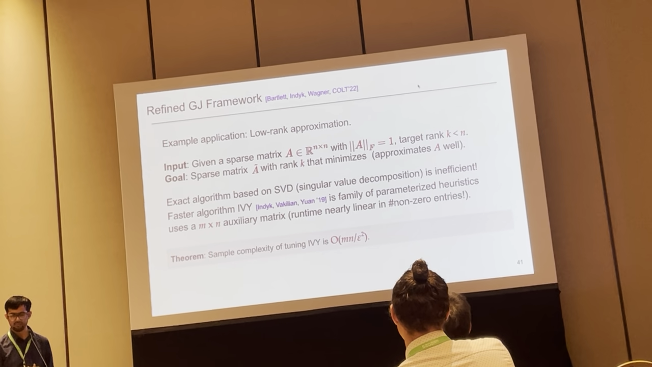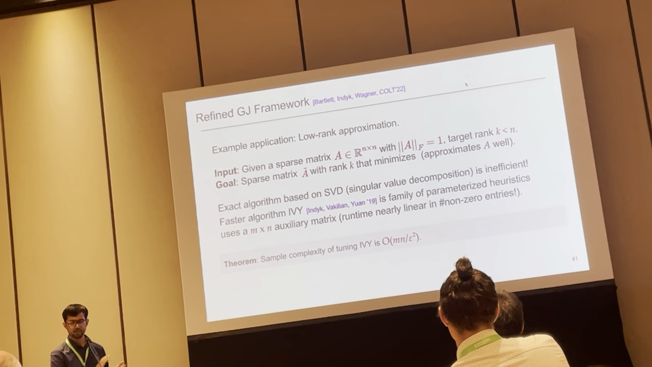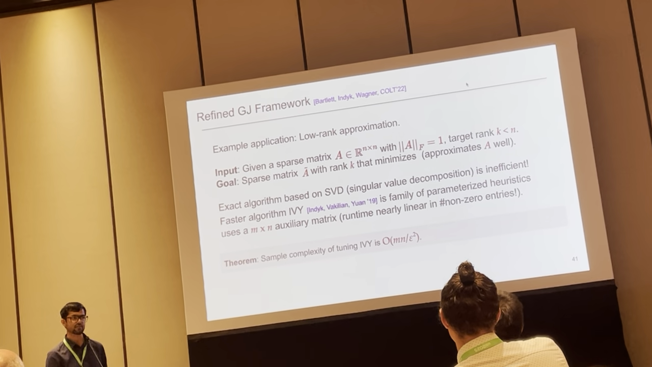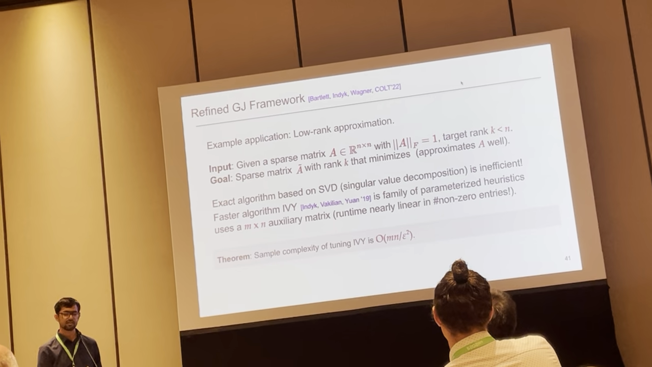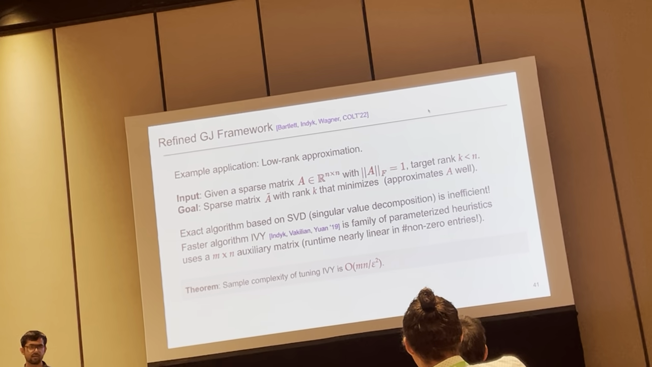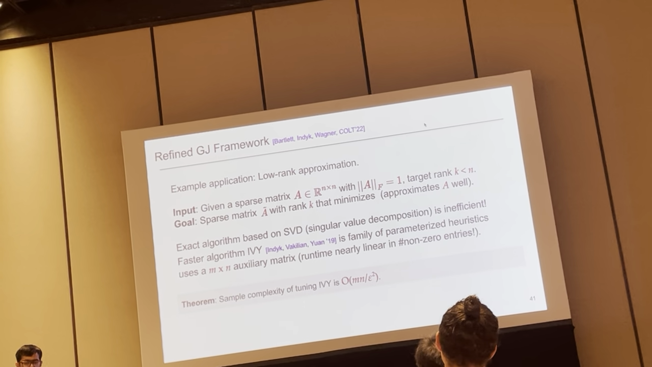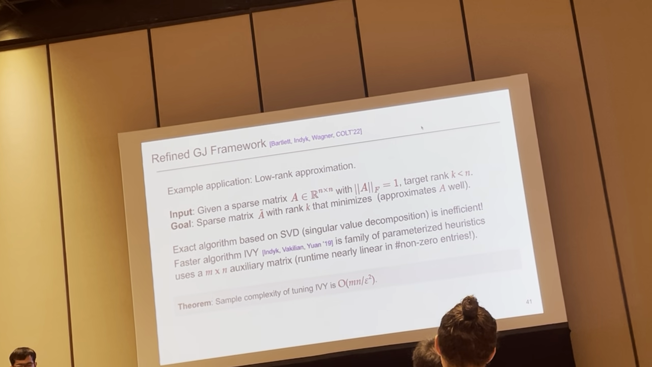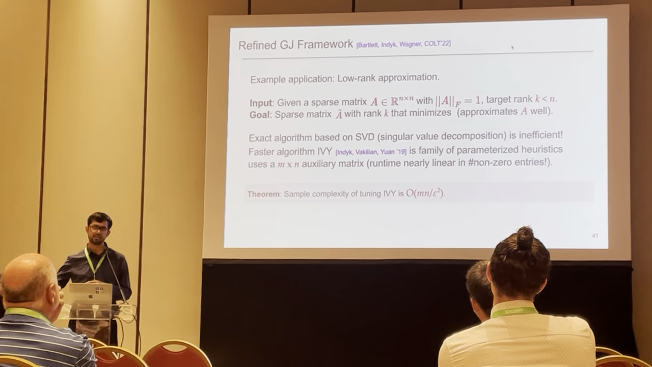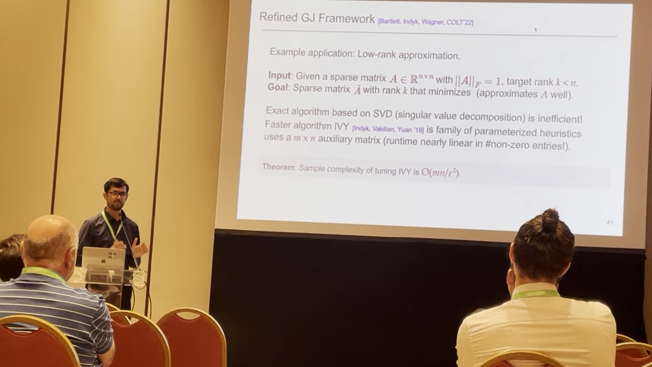Another more complicated example, I will just mention the example. I won't go into the calculations for it, but this is low rank approximation. You're given a sparse matrix with a bounded Frobenius norm, and you have a target rank. You want to find a matrix which approximates the original matrix but has a small rank. There's an algorithm which computes this efficiently, but the algorithm has a parameter in the form of a sketching matrix. Again, I won't go into the parameters and the details.